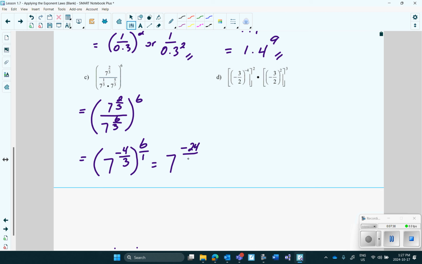Is that simplified? Simplify this as far as you can. That's not as far as you can go. You can go further. 8. Sorry? Negative 8. Negative 8. Can't have a negative exponent. 1 over 7. So 1 over 7 to the positive 8, or 1 over 7 to the 8. That involved quite a few steps.